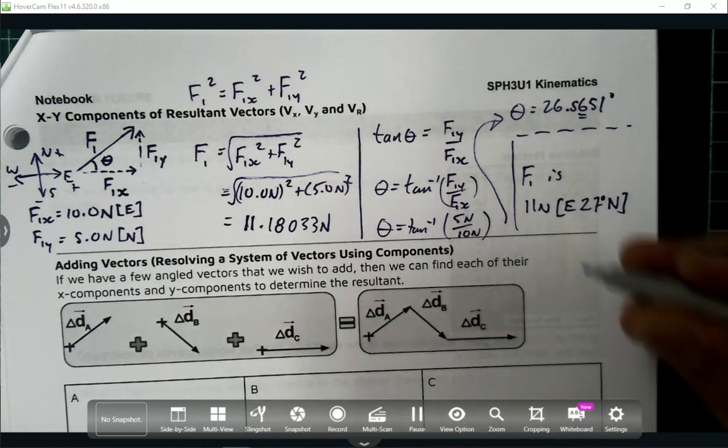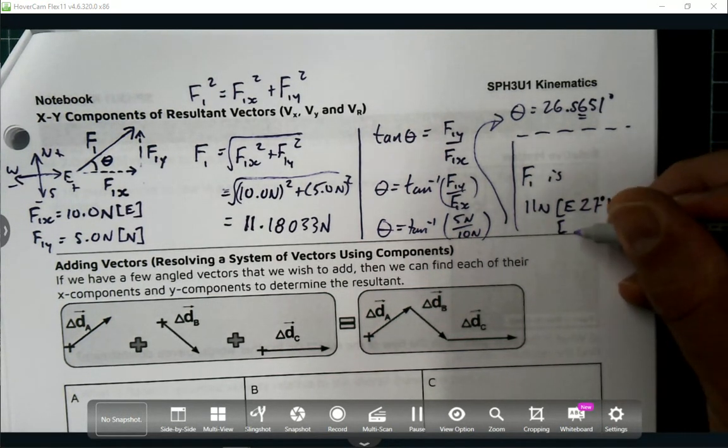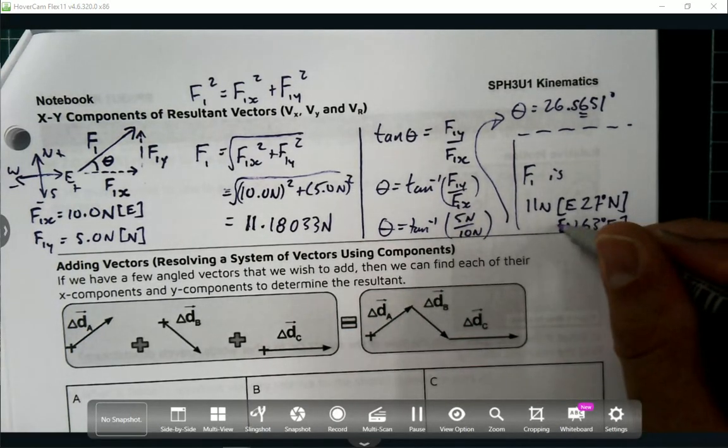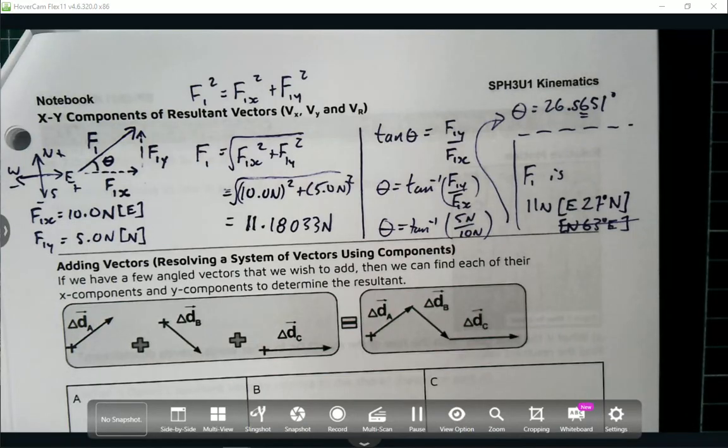And of course, you could say north 63 degrees east, but hardly anybody would say that. Those would be equivalent statements, but most people would just say the top version because it's the more acute angle anyway.